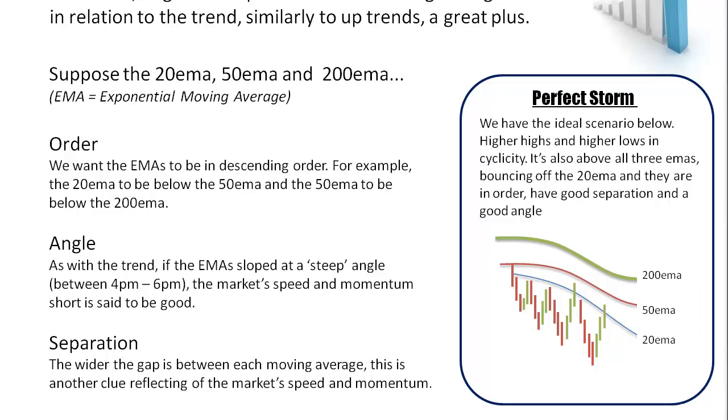Order, angle, and separation, higher highs and higher lows, or lower highs and lower lows. The trajectory of it on the clock, and that's it really. Nice and straightforward. And of course, this is only for a trending market.